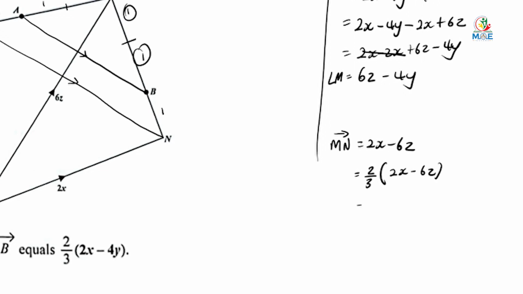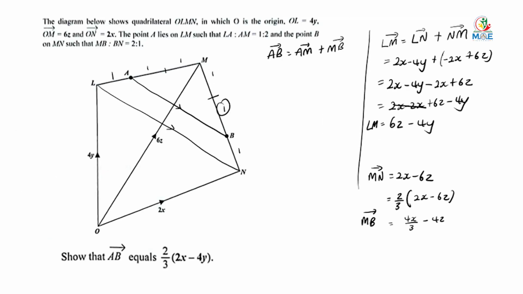So we can distribute this. So you can say 2 times 2 is 4, so this will be 4x over 3. Subtract 2 times 6 is 12, 12 divided by 3 would be 4z. So this is what we'll have for MB. So MB would be equal to this here.